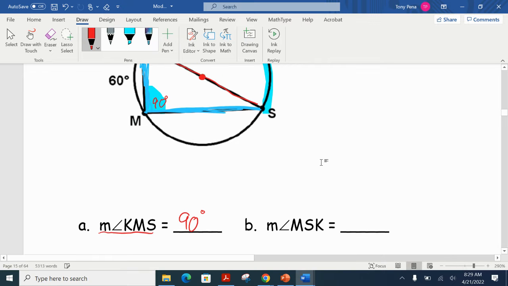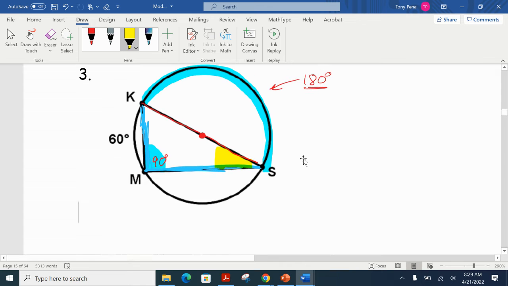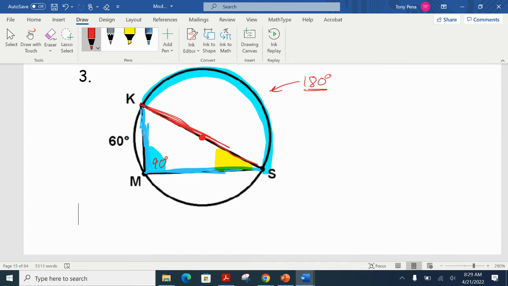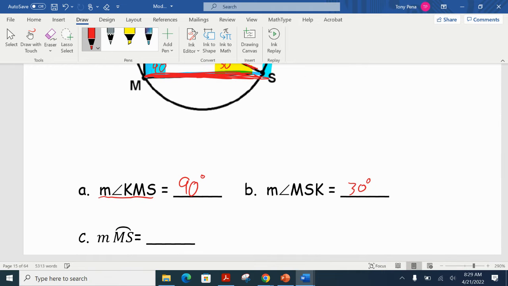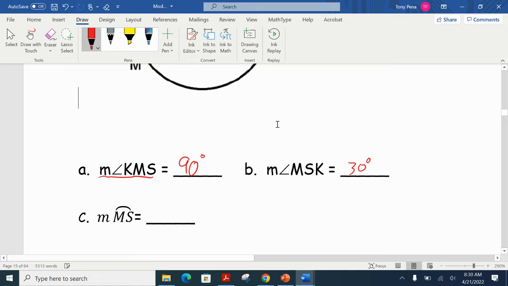All right. The next one is a little nicer, a little more direct. If we want the measure of angle MSK, that's this angle right here. That angle is created by this diameter and this chord right here. Doesn't that create the 60-degree arc? So if the arc that it intercepts is 60 degrees, that has to make this angle a 30-degree angle. The inscribed angle is always half of the arc. All right, so that's 30. All right, and then last one. Do letter C.